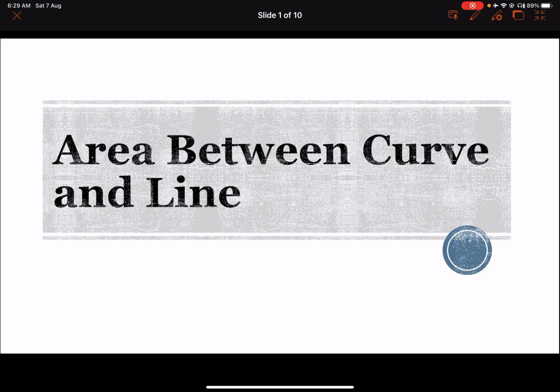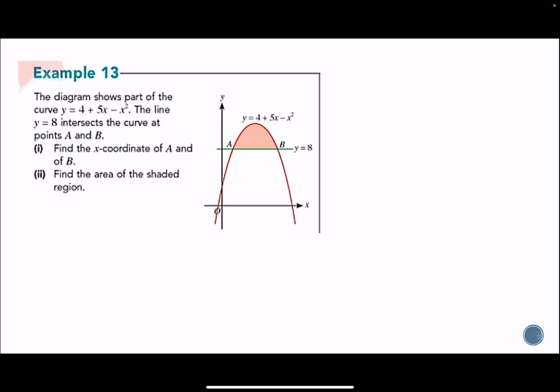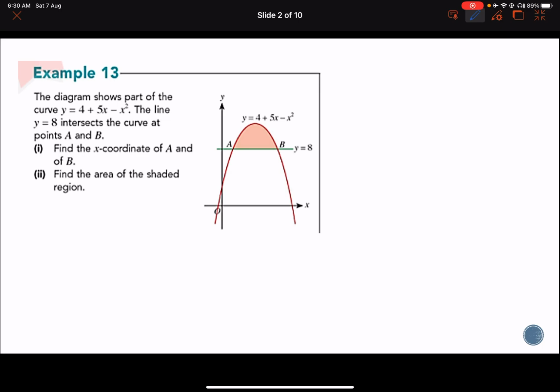Alright, today we're going to look at area between a curve and a line. So this makes use of the topic of integration. Alright, so I'm just going to go to the next slide. Okay, so from here, you can actually see, let me just call the pencil, that the area that we wanted is actually the one in pink here.